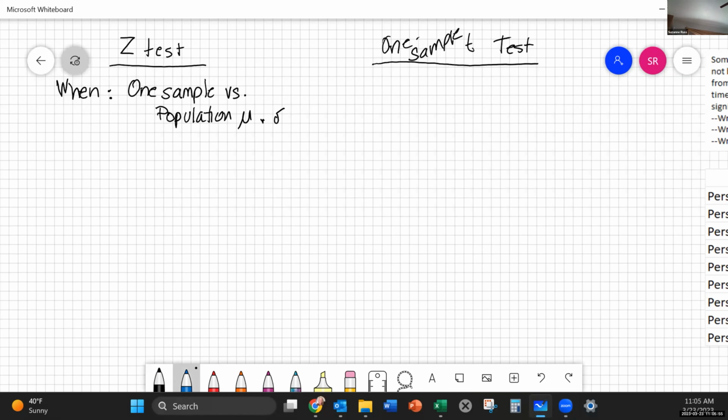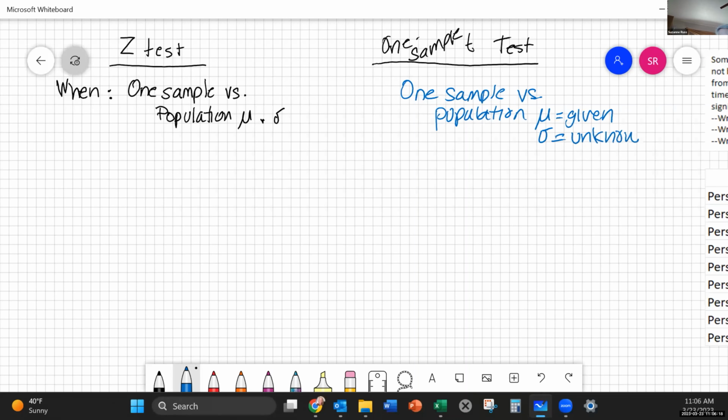In the one sample t-test, we use it when we're comparing one sample versus a population where mu is given and sigma is unknown. So this is the main difference, and this is the situation you look for.